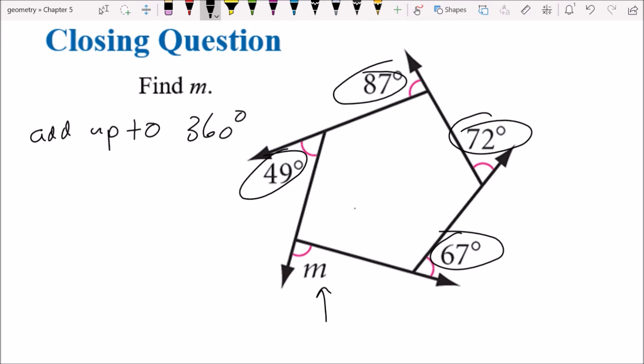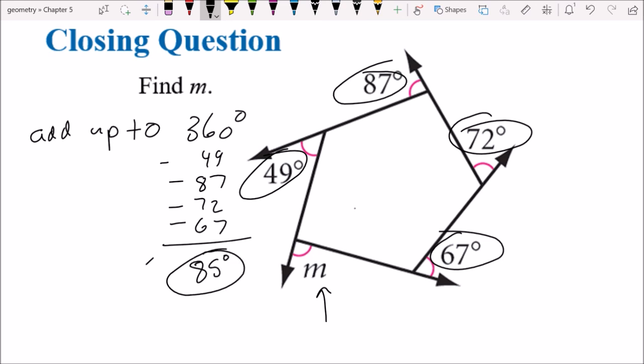And so we know 1 of them, 2 of them, 3 of them, 4 of them. Hey, we only have 1 missing. So what we need to do is subtract these off from 360, so minus 49, minus 87, minus 72, and minus 67, and let's see what we get. Now, I don't think I'm doing that one in my head, so let's reach for a calculator. And so we get 85 degrees.